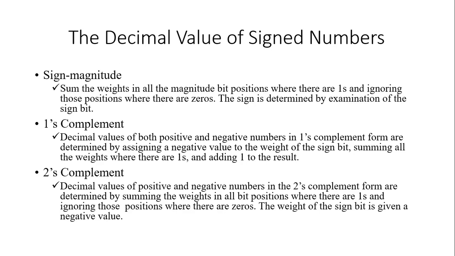1's complement decimal values of both positive and negative numbers in 1's complement form are determined by assigning a negative value to the weight of the sign bit, summing all the weights where there are ones, and adding 1 to the result. 2's complement decimal values of positive and negative numbers in 2's complement form are determined by summing the weights in all bit positions where there are ones and ignoring those positions where there are zeros. The weight of the sign bit is given a negative value.